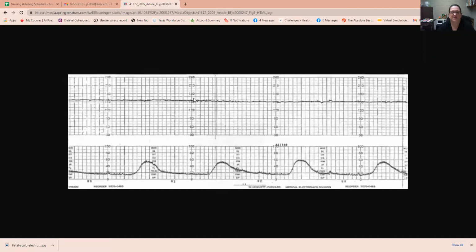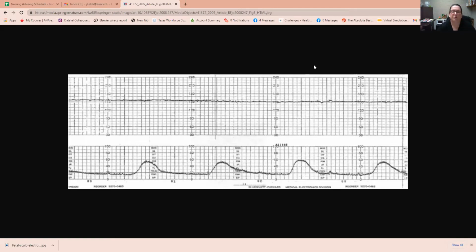Okay, let's look at this strip. Is this category 2 or category 3? We have a fetal heart rate baseline of 160. I see no accels and no decels. But I see no variability. So if we have no variability, but no decels at all, that's category 2.